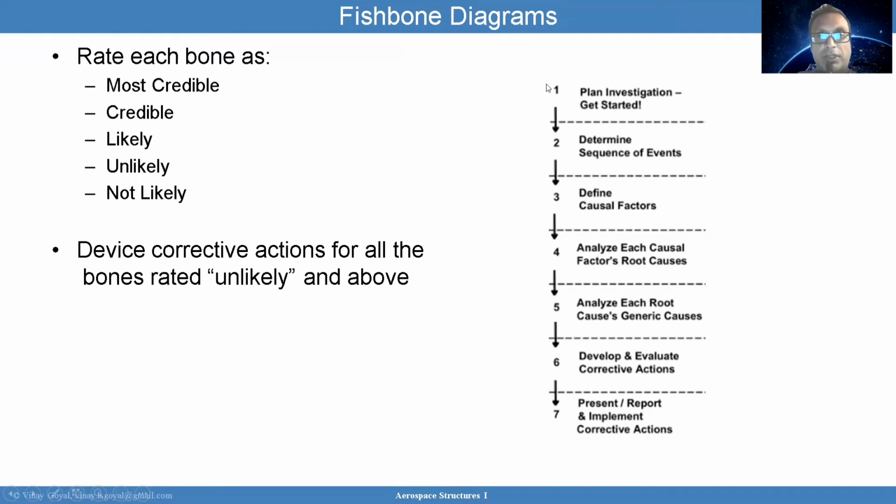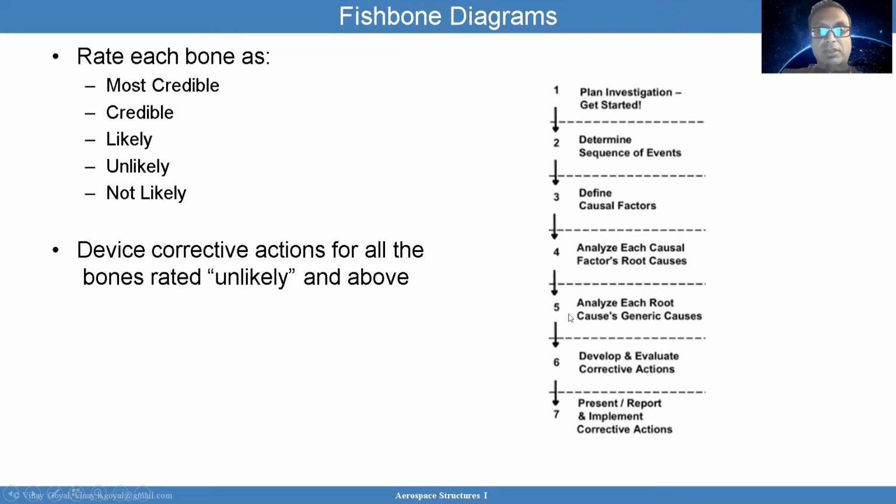In the fishbone diagram, you want to keep track of where we are in the stages. So you initiate the investigation. You want to determine the sequence of events and the timeline. Then you define the causal factors, and then analyze each of the causal factors. And you are doing that to understand the root cause. And then you analyze each of these root causes and develop and evaluate the corrective actions.